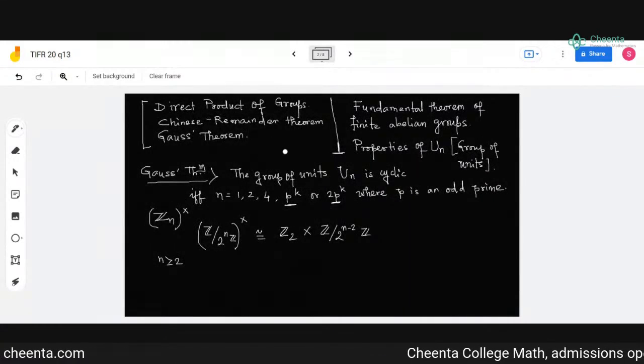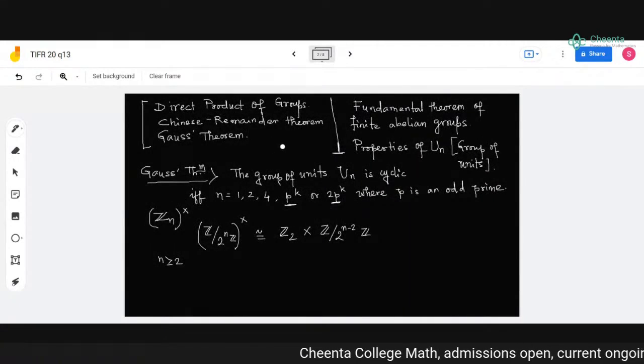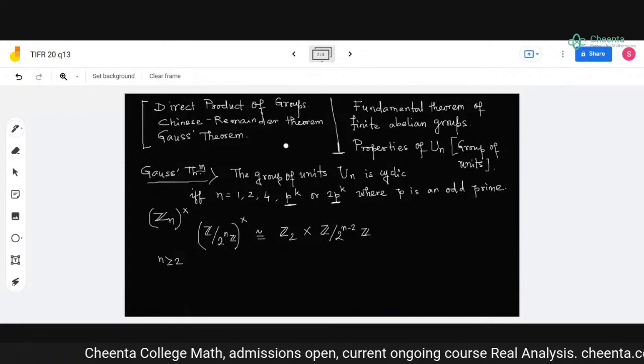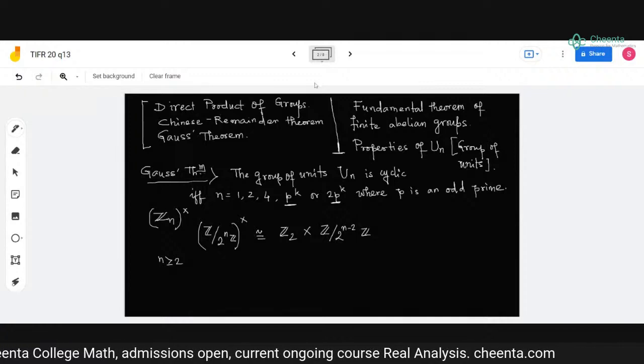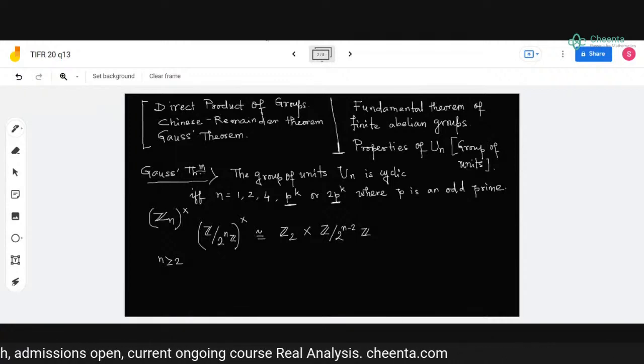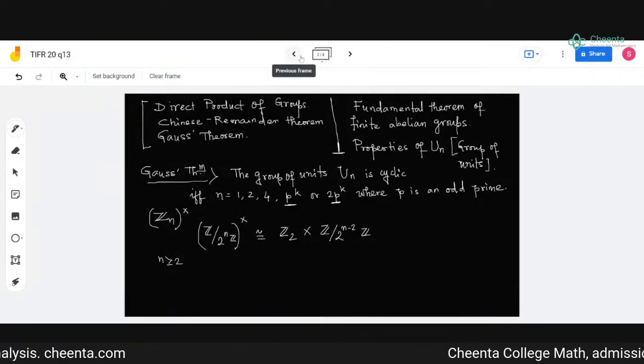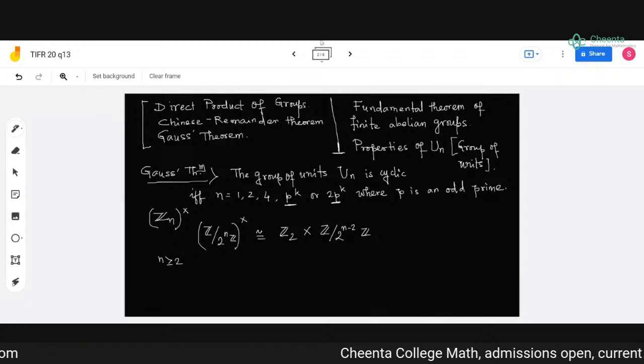So Gauss's theorem is something that you absolutely need to solve this problem. Okay, so the moment you have Gauss's theorem, the solution is kind of handed to you. Okay, so this is all for today.